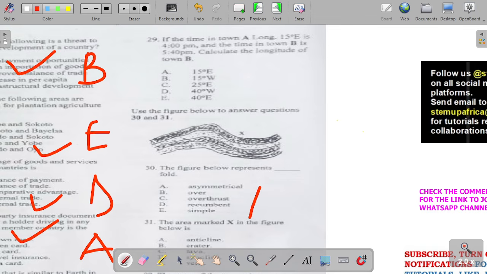29. If the time at A, longitude 50 degrees east, is 4 p.m., and you subtract, 540 minus 4, that will give us 140. Calculating the longitude of B, and the distance is 1.1 multiplied by this. The answer will give us E, which is 40.